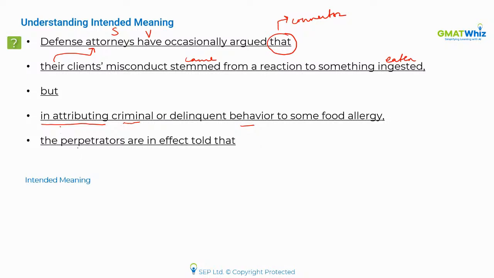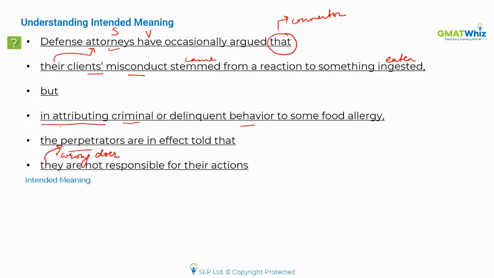Now, who are the perpetrators here? Perpetrator actually means the wrongdoer. Okay, this is a wrongdoer. Even if you don't know, by way of understanding the sentence, we can understand the meaning. We are talking about clients of attorneys, we are talking about misconduct. So these perpetrators are the ones who are doing that criminal behavior. The perpetrators are in effect told that they are not responsible for their actions. Okay, so here this they refers to the perpetrators.